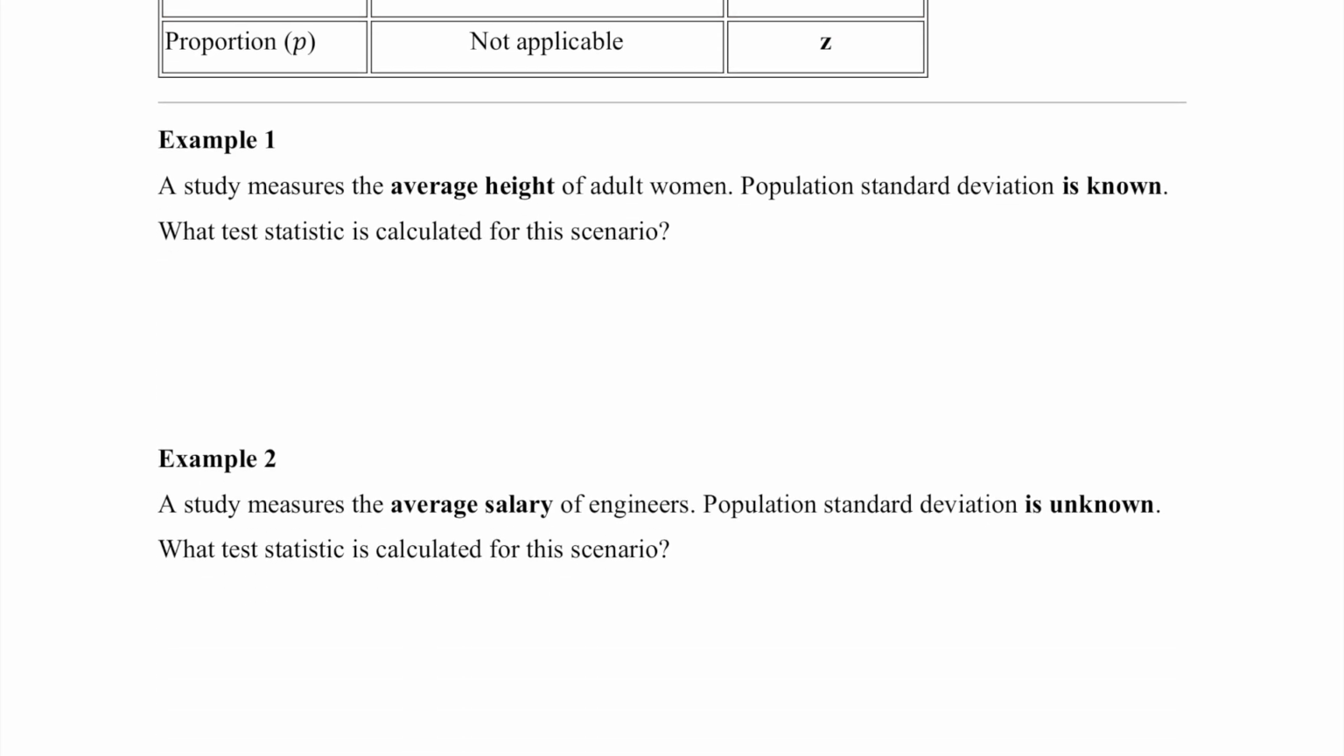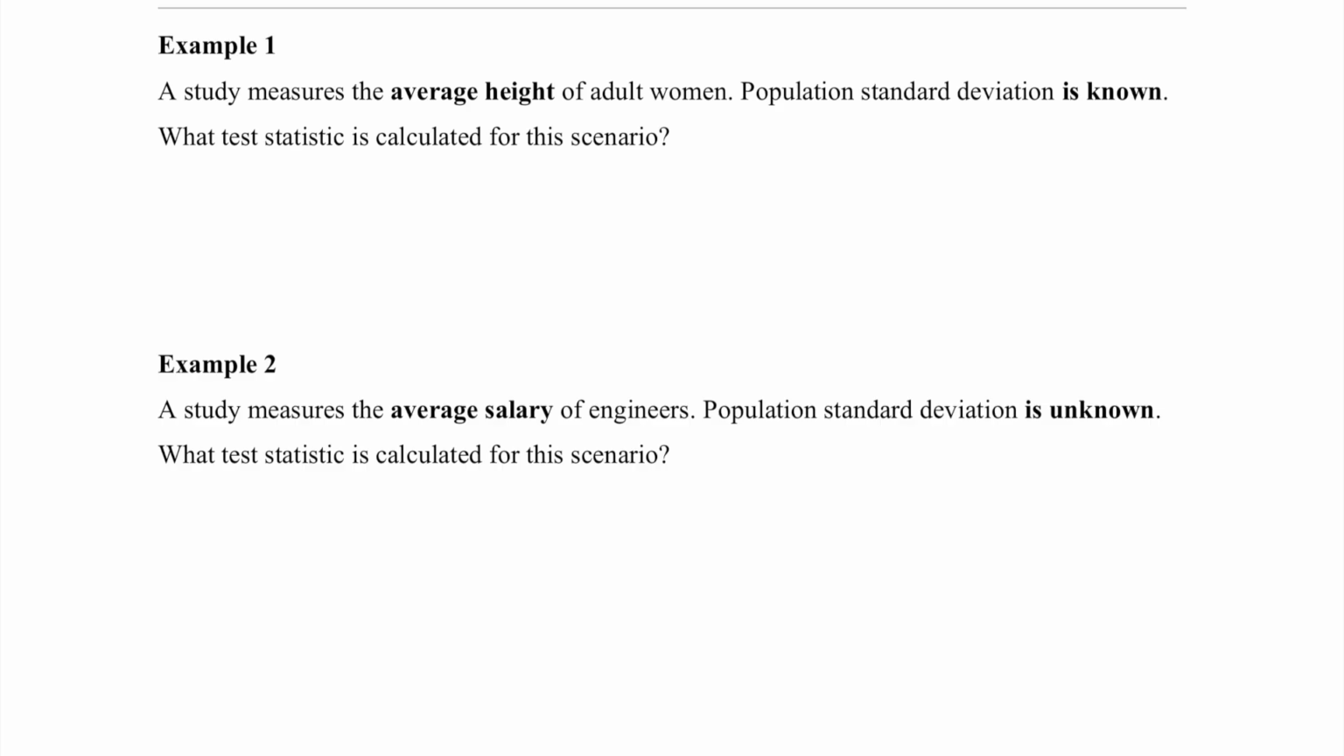Let's look at example 1. A study measures the average height of adult women. Population standard deviation is known. What test statistic is calculated for this scenario? Since we are measuring an average, this is a test about a population mean. The problem also tells us that the population standard deviation is known. So we use z-test.